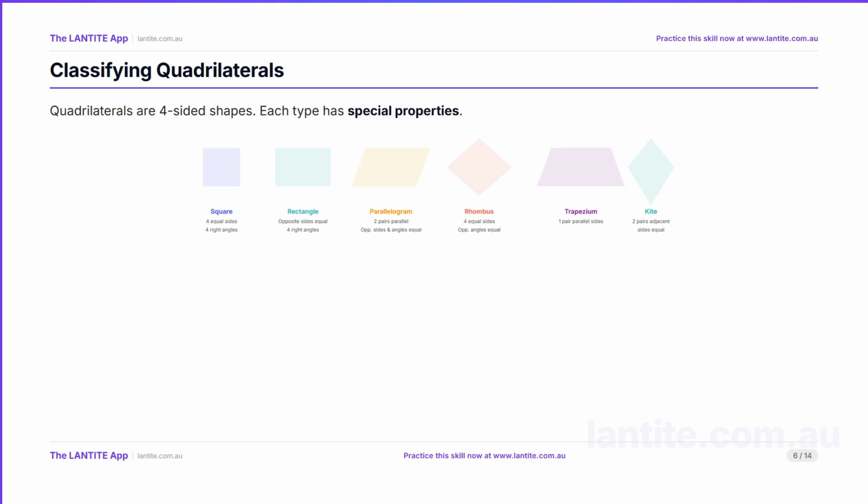Quadrilaterals are 4-sided shapes, and there are several special types you need to know. A square has 4 equal sides and 4 right angles. A rectangle has opposite sides equal and 4 right angles. A parallelogram has 2 pairs of parallel sides, with opposite sides and angles equal. A rhombus is a parallelogram with all sides equal. A trapezium has exactly 1 pair of parallel sides. And a kite has 2 pairs of adjacent sides equal. Each has distinct properties that you can use to identify and classify them.